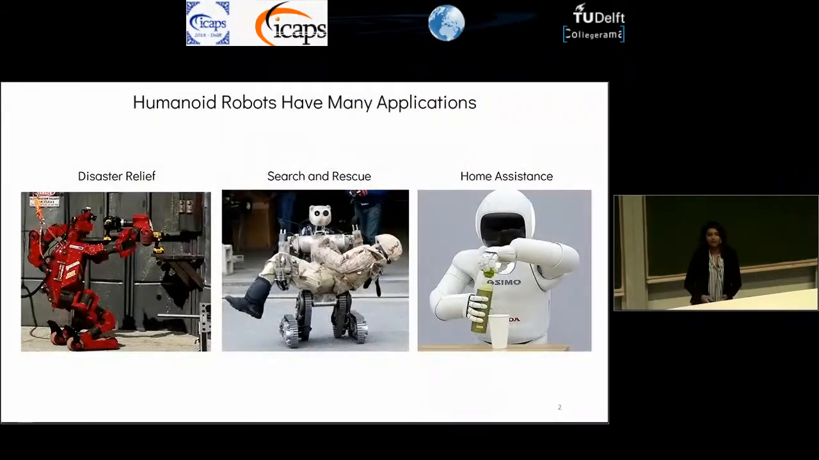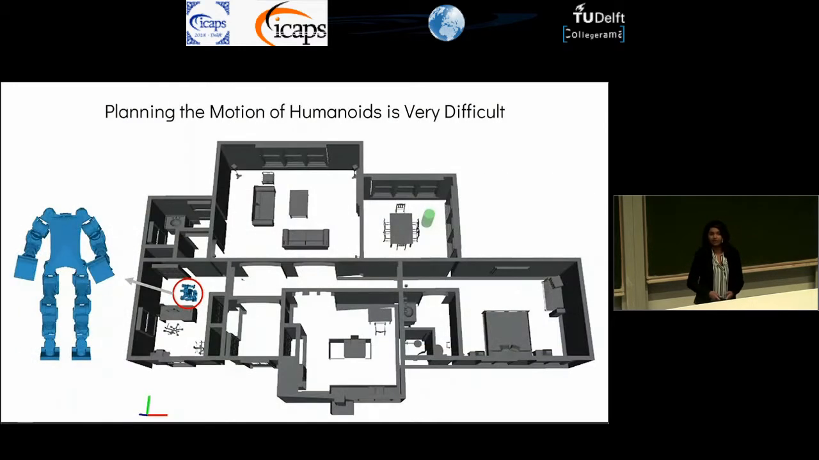So humanoids have many applications, such as disaster relief, search and rescue, and home assistance. But these are very high-level tasks that we'd like our robots to accomplish. Before they can do this, they need to be able to effectively navigate through complex environments. So take this home environment, for example. We want the robot to navigate from its current position to this goal region denoted by the green cylinder.